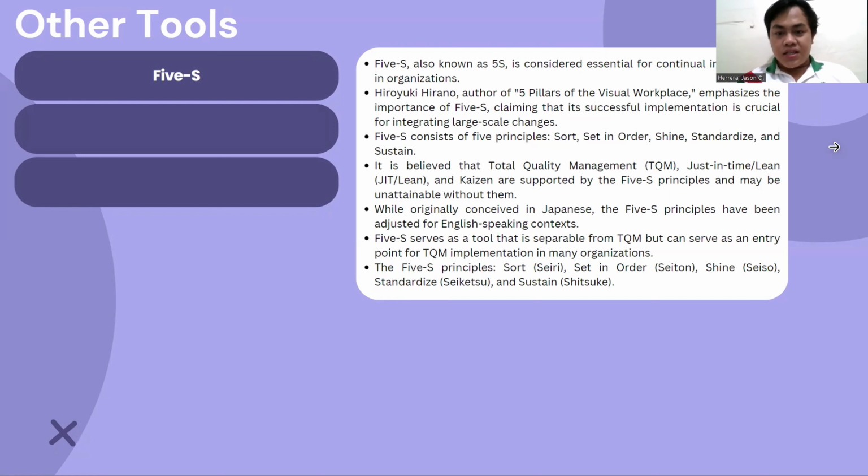5S serves as a tool that is separate from TQM but can serve as an entry point for implementing TQM in many organizations. The 5S principles are: seiri (sort), seiton (set in order), seiso (shine), seiketsu (standardize), and shitsuke (sustain).